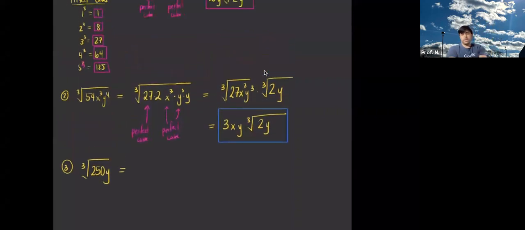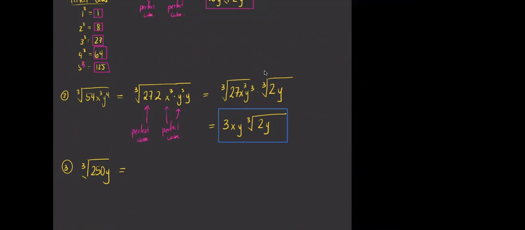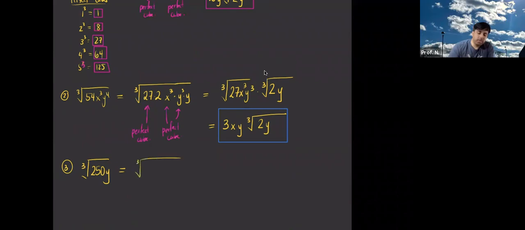So again, the same question goes. The cube root of 250y. How can I break down 250? What number that I have here in the perfect cube list divides 250? Is it 5 cubed, which is 125 times 2? That's correct. So the cube root of 125 times 2, that gives me 250, right? 125 times 2 is 250. And this here is a perfect cube.